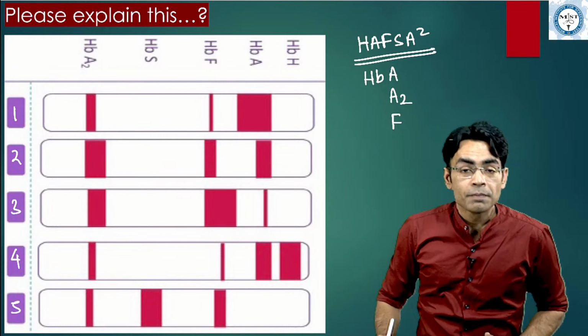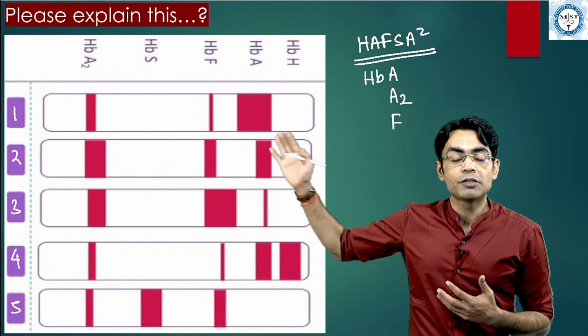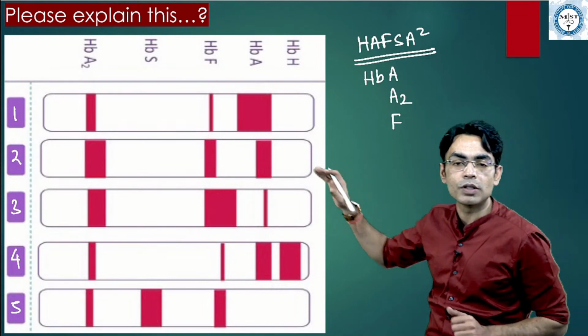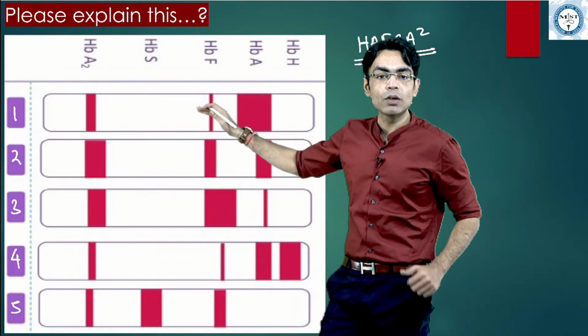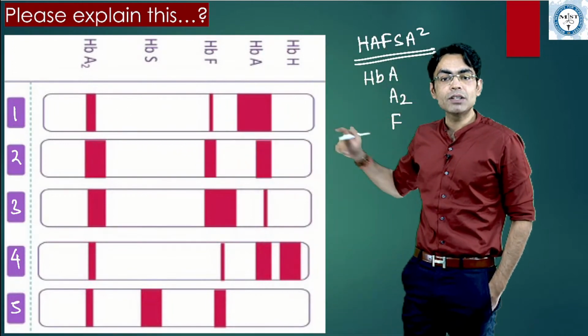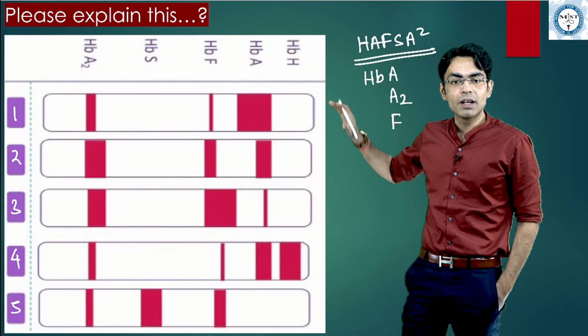Now if I ask you what is this patient number 1? In this patient number 1, you can very well understand what the hemoglobins are. All the red color is telling you about the quantity and the presence. So wherever you have this white color, that means there is no hemoglobin present at this site. So H is not there.